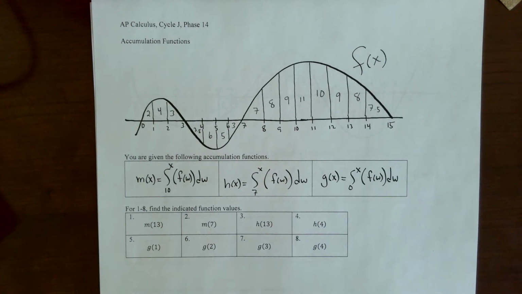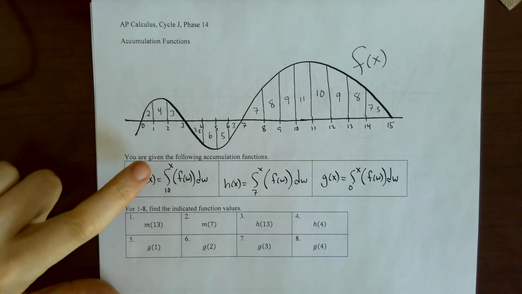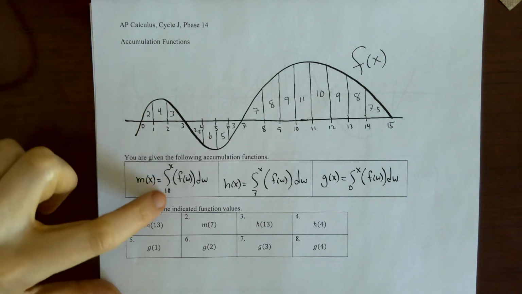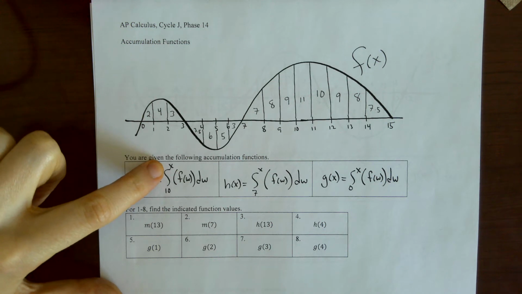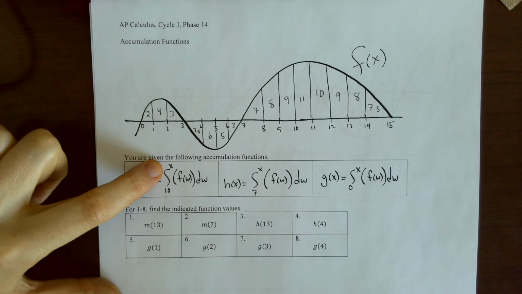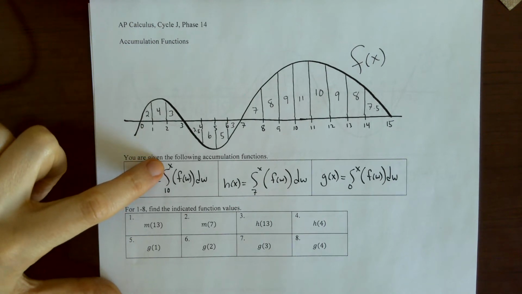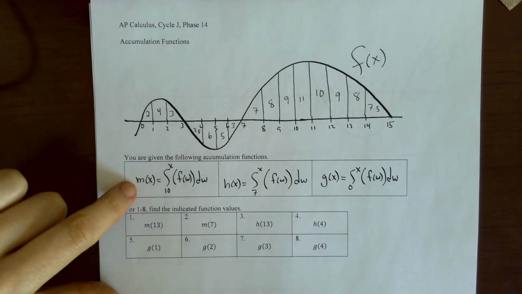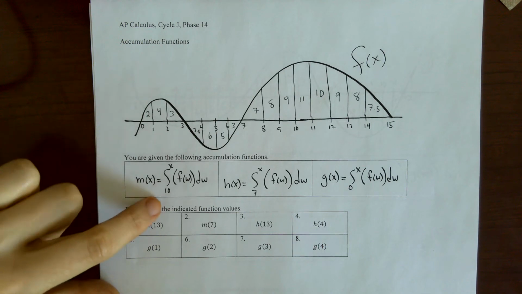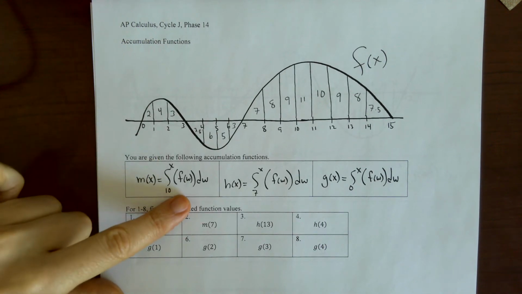They're called accumulation functions. You know something's an accumulation function if it's defined using an integral, and the top and bottom numbers are called the limits of integration. The top limit of integration, which is an endpoint of the interval, usually the right endpoint, sometimes the left endpoint, is the variable. So whatever the input of this function is, like m of 2 would be the integral from 10 to 2 of f.